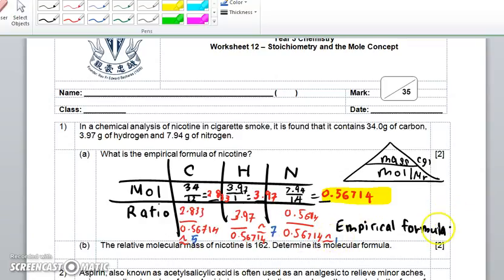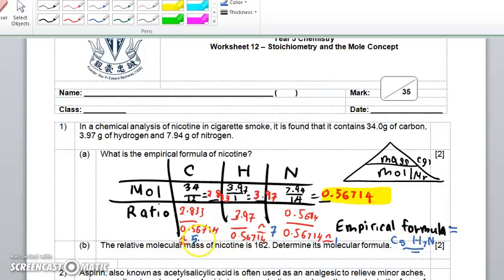So what's the empirical formula? The empirical formula hence will be equal to C5H7N. This is my empirical formula. Don't forget to write this final answer.